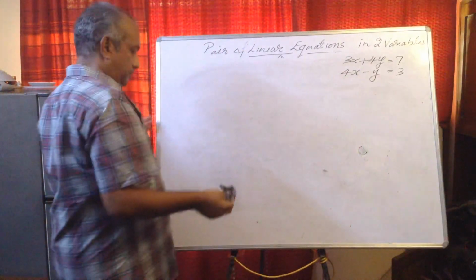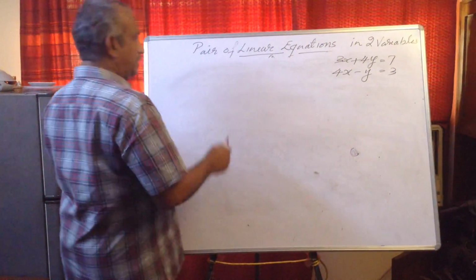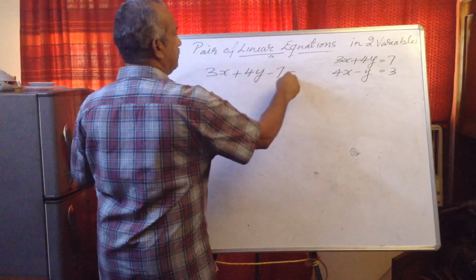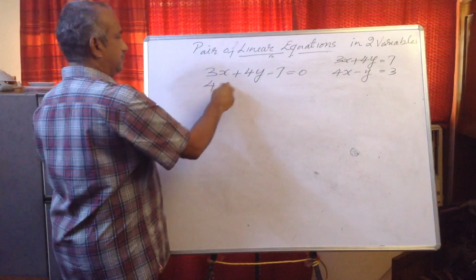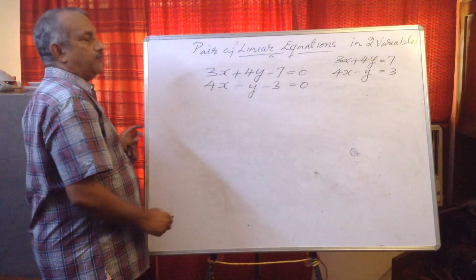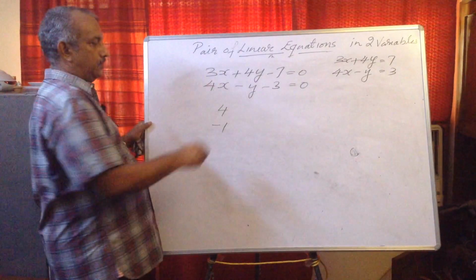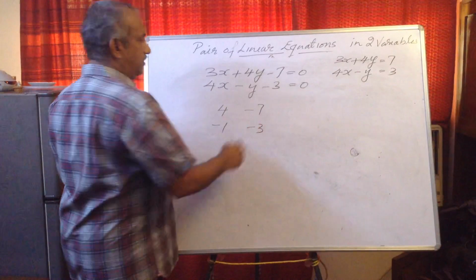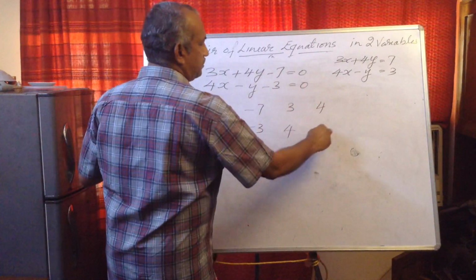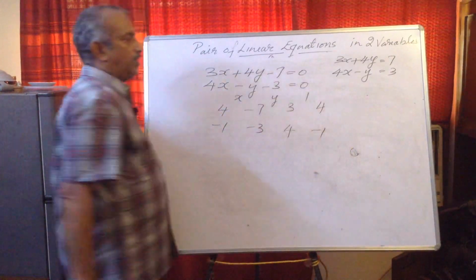Now in this case, first we have to write the equations in standard form, that is 3x plus 4y minus 7 is equal to 0, 4x minus y minus 3 is equal to 0. Then we will write the coefficients of y: 4, minus 1; minus 7, minus 3; 3, 4; and again 4, minus 1. Here we will write x, here we will write y, here we will write 1.